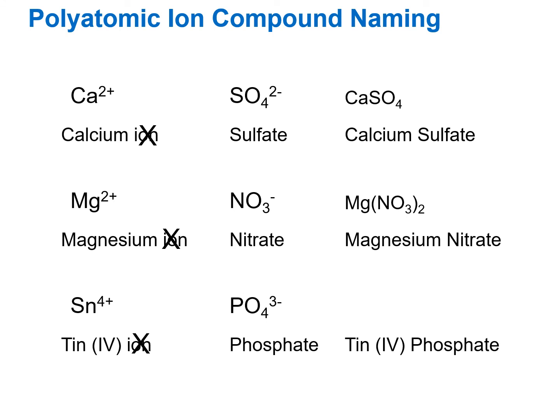But we are going to need more than one. How many are we going to need? We're going to need 3. And I got that by looking at the magnitude of charge on my phosphate. So to write this one out, we need Sn3. We need 3 of those. And we need 4 PO4s.